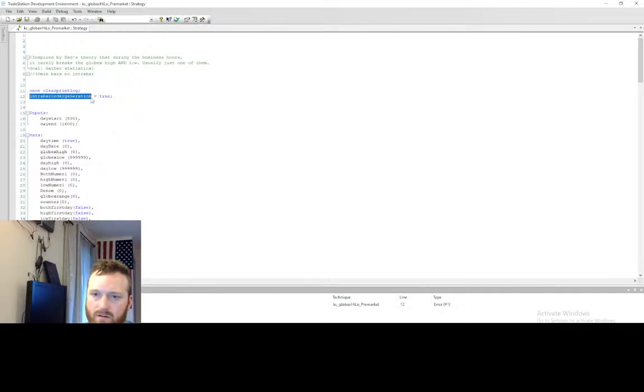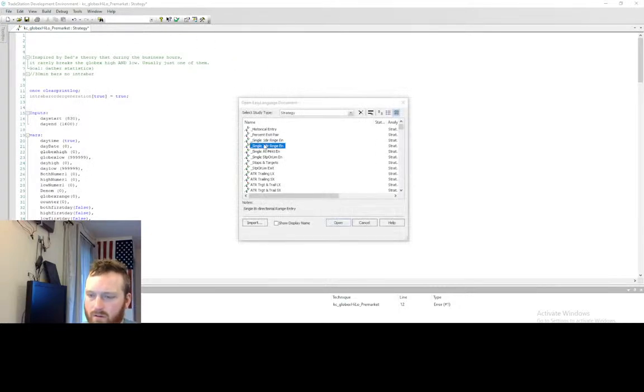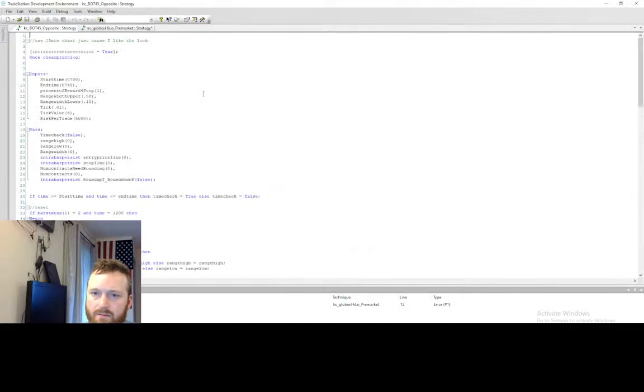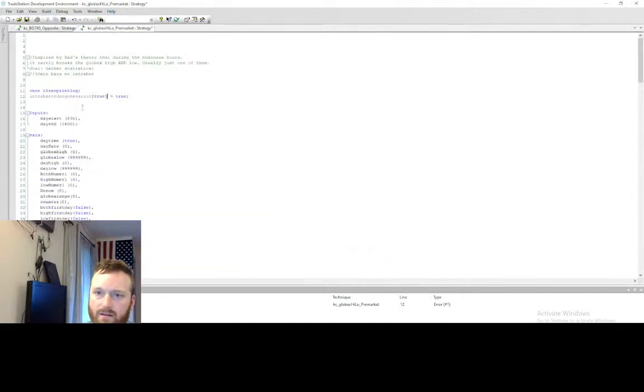No, it doesn't work. I don't know how I did this in the past. I need to open up a different strategy. I think it was BO745 that probably has it. There it is. It is in brackets. Okay. A little bit weird on the syntax.